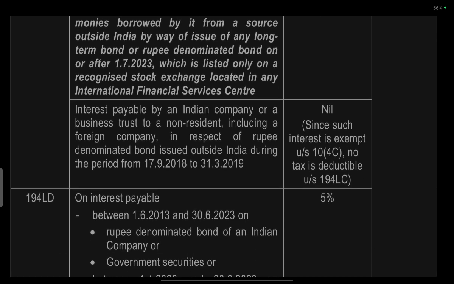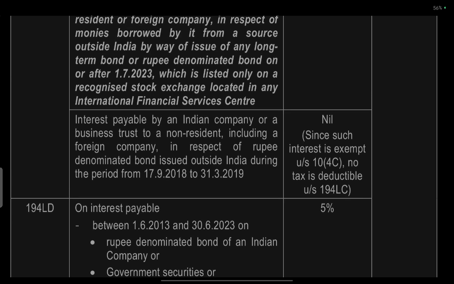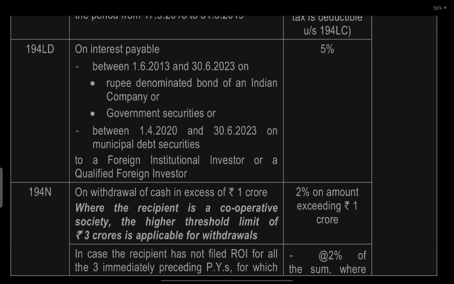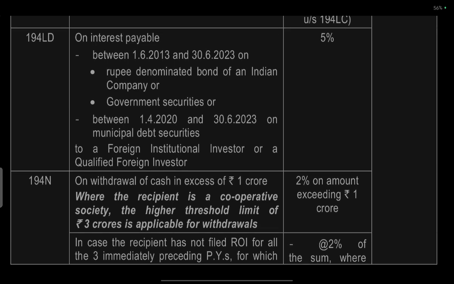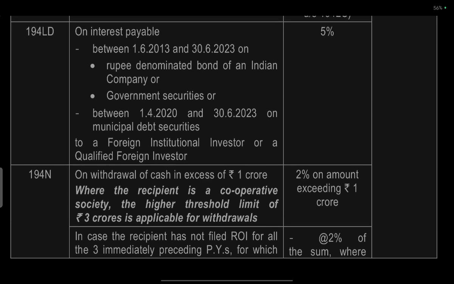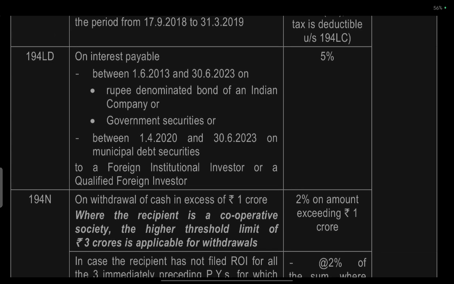Interest payable by an Indian company or a business trust to a non-resident, including a foreign company, in respect of a rupee denominated bond issued outside India during the period 17th September 2018 to 31st March 2019. Since such interest is exempt under Section 10(4)(c), it is not taxable and no tax is deductible. Section 194LD: interest payable between 1st June 2013 and 30th June 2023 on rupee denominated bonds of an Indian company and government securities, and municipal debt securities, to a foreign institutional investor or qualified foreign investor, 5%.